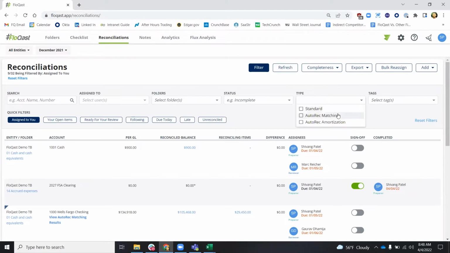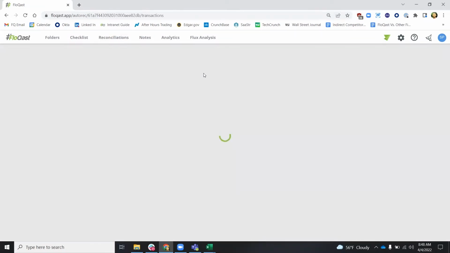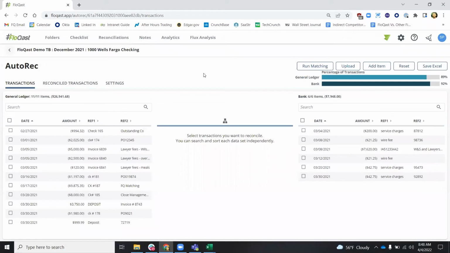Now, one of the areas that we focus on first is something called Autorec Matching. For those of you familiar with the term transaction matching, this is our version of the same functionality. However, there are a couple of unique approaches to what we've done with our matching engine versus some of the other incumbents in the space.